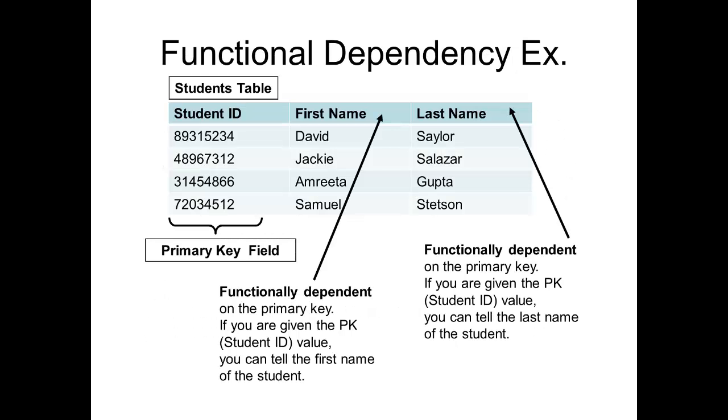A good example to that would be a non-key column that depends on the primary key column of a given table. For example, in a student's table like this one, the values of the first name column would depend on the values of the primary key column, student ID. Which means if we're given a student ID value, we can determine the value of the first name attribute. Hence we say the non-key column first name is functionally dependent on the primary key column student ID.